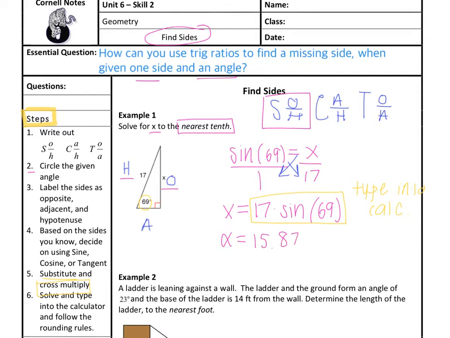15.8709, something like that. But the question here said round to the nearest tenth. So here's my tenth spot. I have to look next door. Okay, that 7 is going to bump the 8 up. So our final answer here is going to be 15.9. And that's the length of the missing side. There you go.